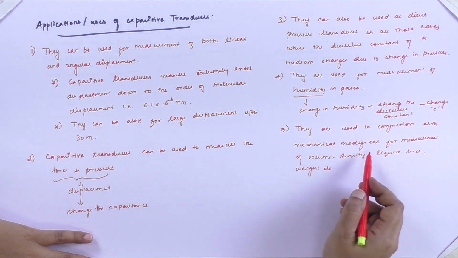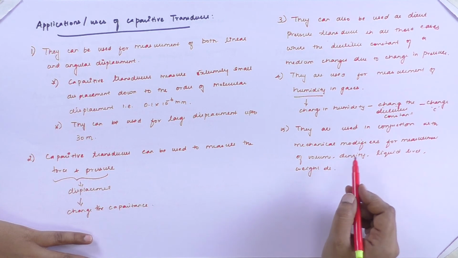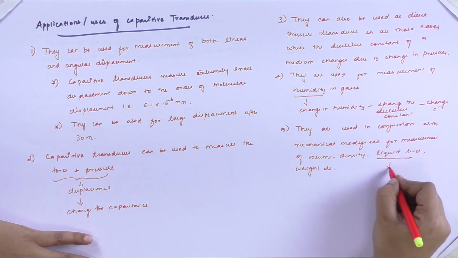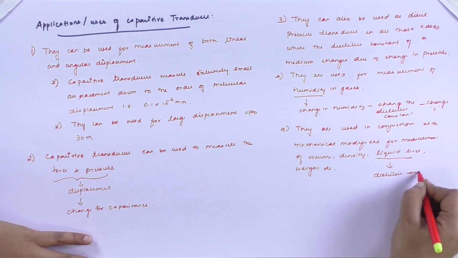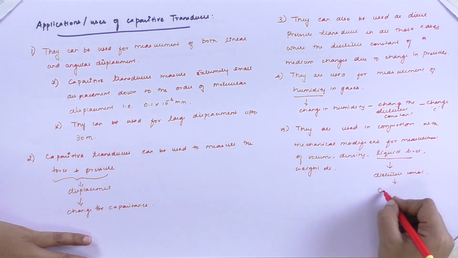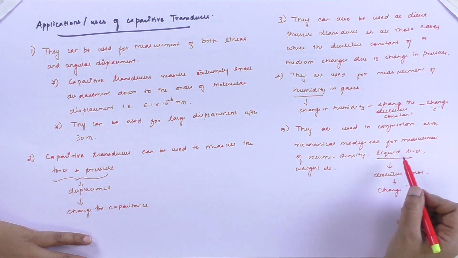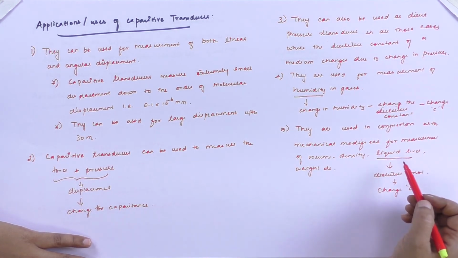So, these quantities are nothing but the mechanical quantities. So, they can be directly measured, which changes the value of the capacitance. Example, this liquid level changes the dielectric constant of the capacitance, which in turn changes the value of the capacitor. So, we can measure these mechanical quantities by using a capacitive transducer.